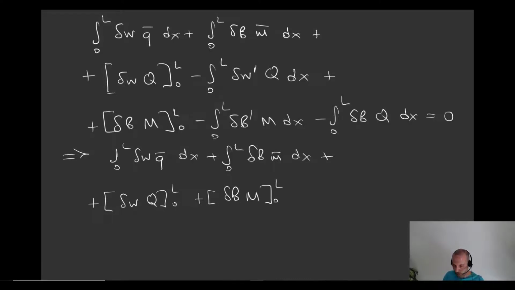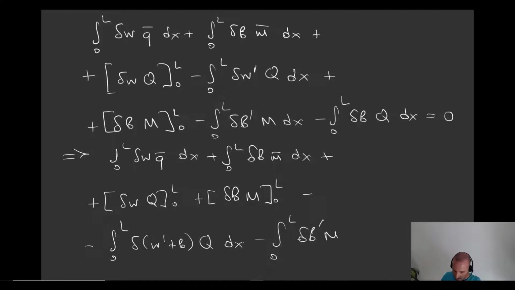So I put the boundary terms together, and I reserve another line for me to write down the terms which are related to the internal work. And in this case, it's going to be minus integral from 0 to L. And now you will see delta W prime plus beta times Q dx, right? Because I just summed up the two terms and I factor out the common factor, which is the Q here, the reaction transverse shear forces, minus integral from 0 to L. And now I'm going to the bending part actually of the stiffness, which is, as you recall, delta beta prime times M dx. And this all has to be equal to 0.